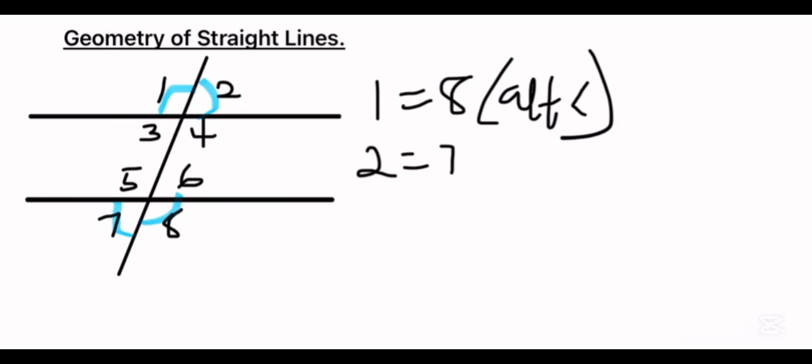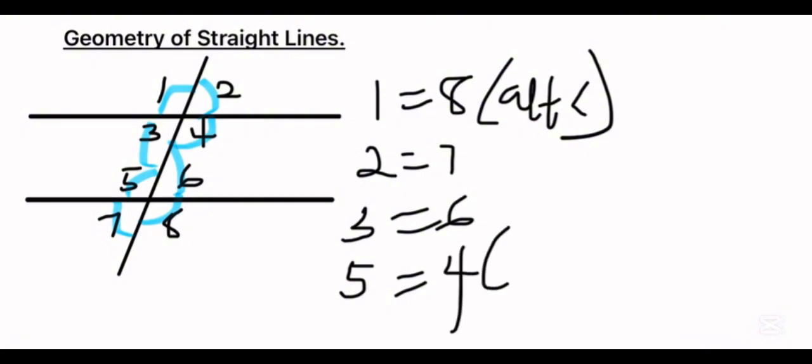Let's look at another relationship. Consider angle 3 and angle 6. Angle 3 is also equal to angle 6 because they are alternate angles. Same thing as 5 and 4. Angle 5 is equal to angle 4 because they are alternate angles.